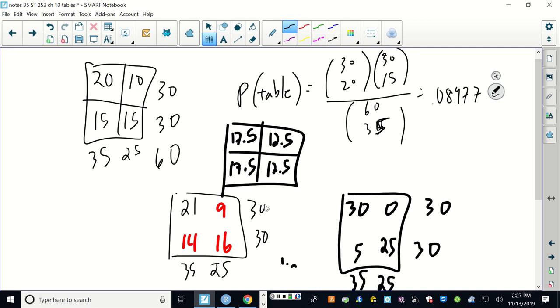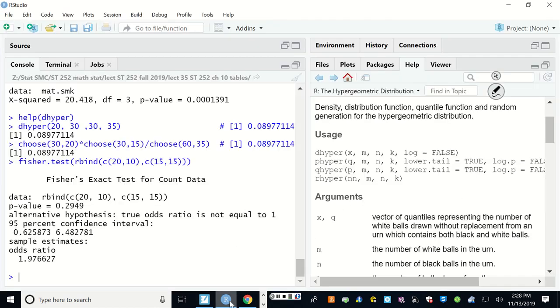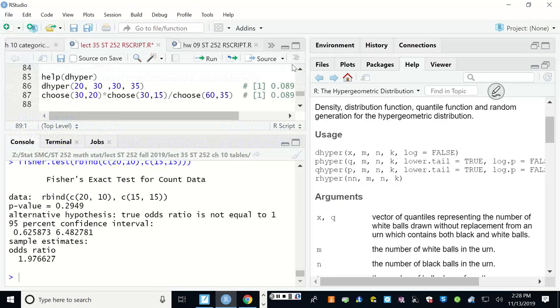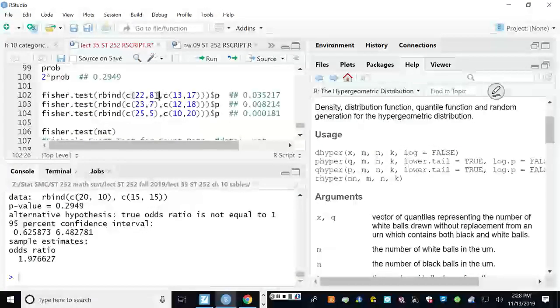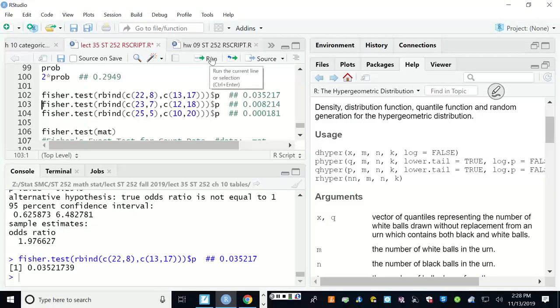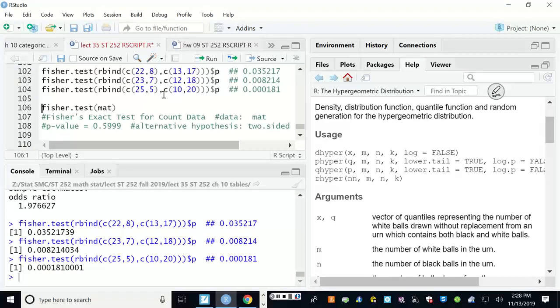But if we started out with a table that's closer to this extreme, 30 and 0, that's going to have a tiny probability. And there's a break point along there. That's the Fisher exact test. If we had 22 and 8, that gives a p-value of 0.03, so that would be rejected. With 23, 25, and 5, as it gets closer to that 30, the p-values go down, and you end up rejecting.